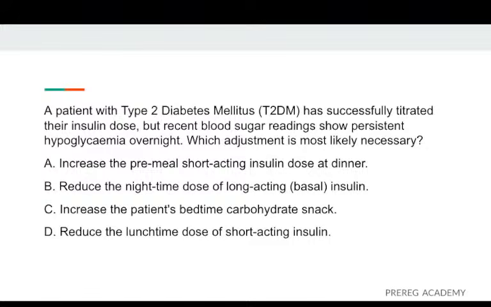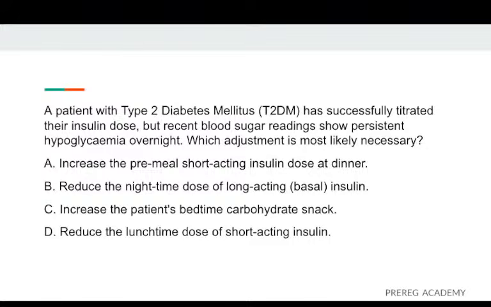Okay, so which regimen is first line for patients with type 1 diabetes? Is it basal bolus or is it the biphasic insulin regimen? What insulin regimen is first line for patients with type 1? Yes, thank you, Aisha. Basal bolus is first line for patients with type 1 diabetes.